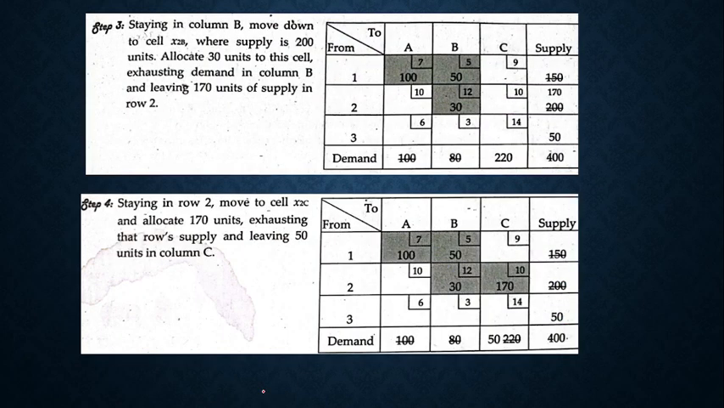Sige. Step number 3. Okay, step number 3. So, staying in column B. Sige. Wala na niya. Sige. So, staying in column B, move down to cell X sub 2B. So, move down tayo, class, because northwest corner, di ba? Rule. Okay, move down tayo. So, dito tayo.